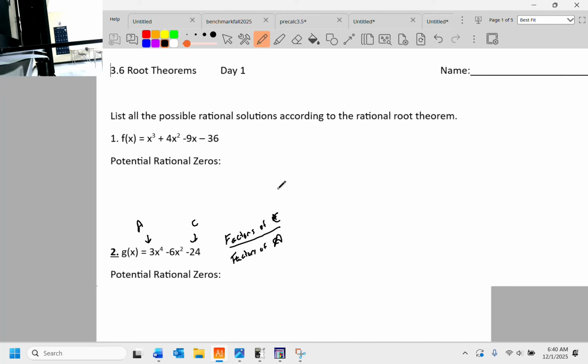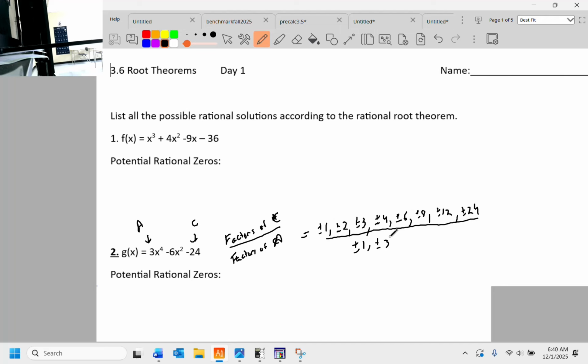So anyways, factors of 24 are going to be plus or minus 1, plus or minus 2. I feel like 3 enters 24. Plus or minus 3, I know 4 does. Plus or minus 4, 6 does. 8 does. That was 3 times 8 is 24. 4 times 6, 2 times 12, and then 1 times 24 itself, over the factors of 3, which are plus or minus 1 and plus or minus 3.